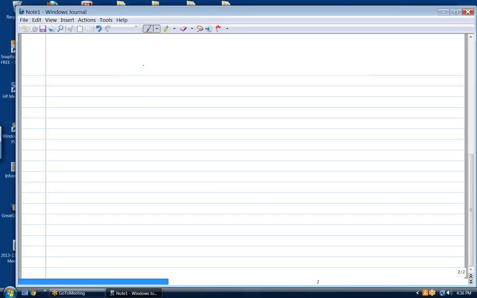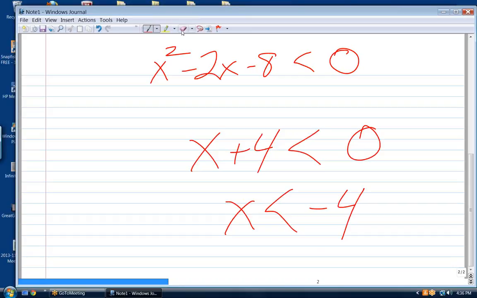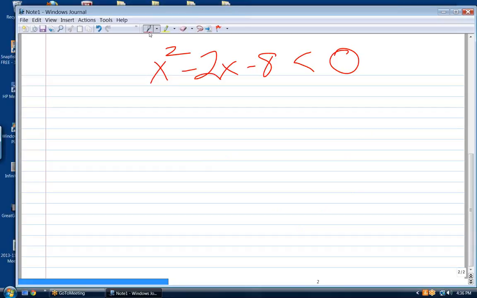Okay. Give me one. X squared minus 2x minus 8 less than or equal to 0. Okay. These are not as easy to solve as regular inequalities. In other words, if I had x plus 4 is less than 0, I can subtract 4 from both sides and I get x is less than minus 4. Okay, so linear inequalities are very easy to do. Quadratic, not so easy. First of all, we need to factor it.